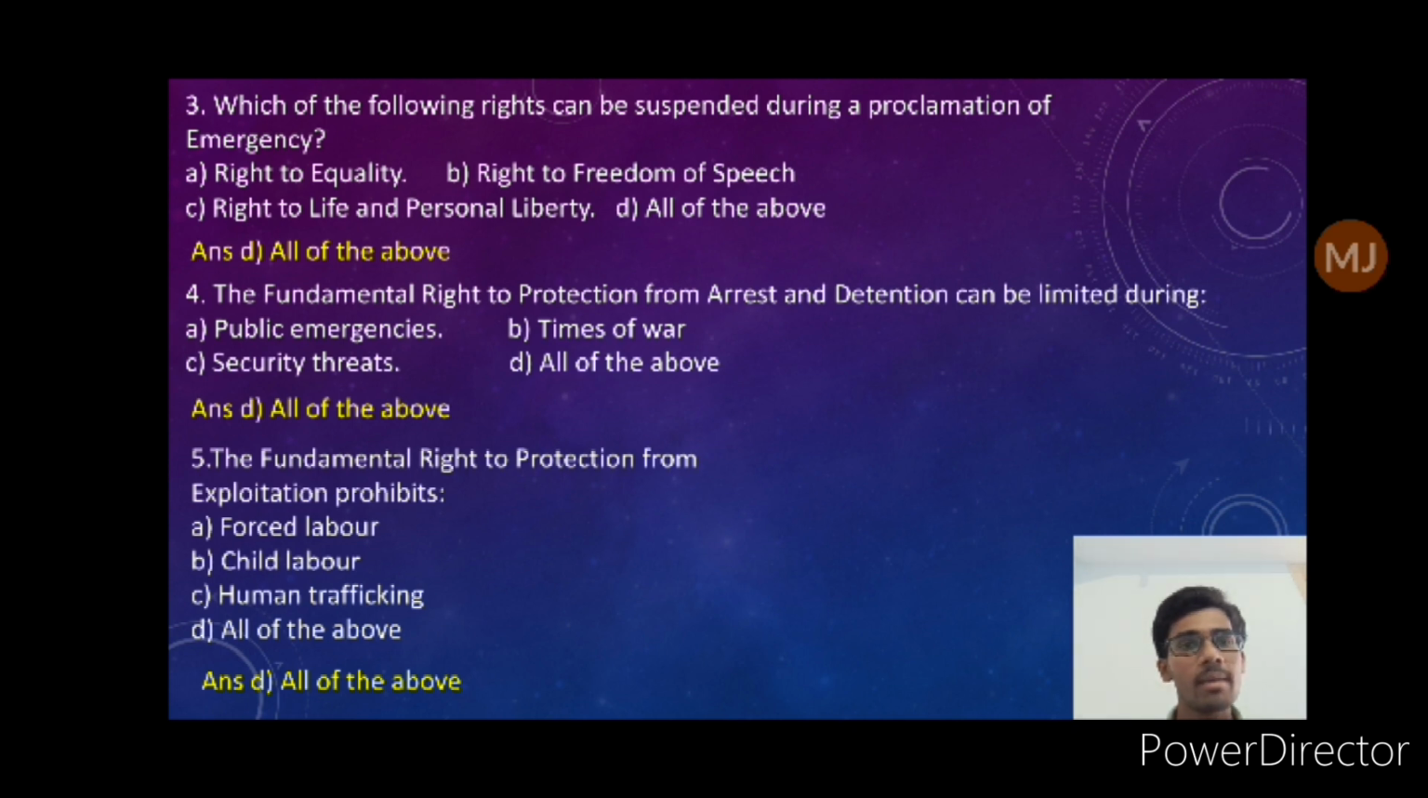Fifth question, the fundamental rights to protect from exploitation prohibits option A, forced labor. Option B, child labor. Option C, human trafficking. Option D, all of the above. Answer is option D, all of the above.